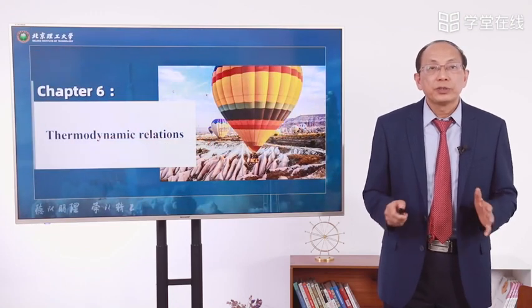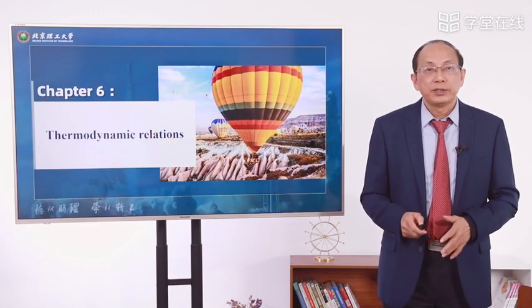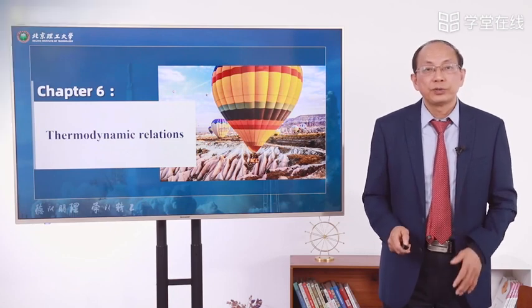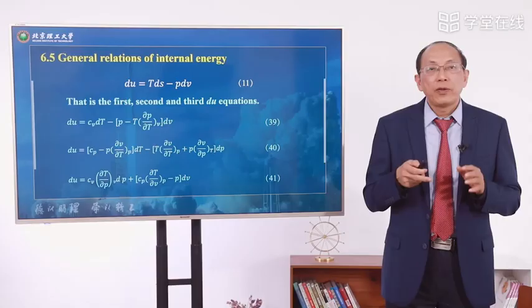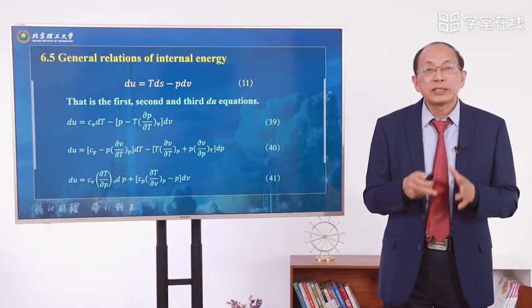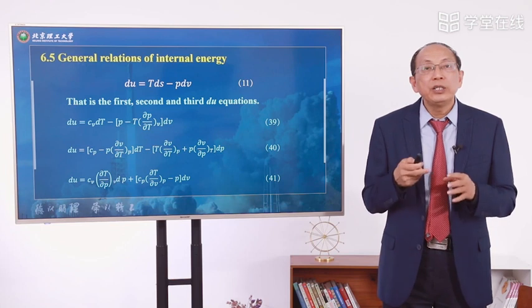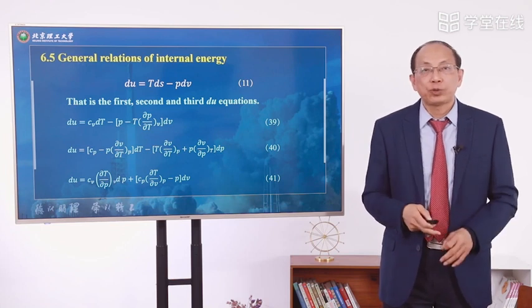We continue to study chapter 6, thermodynamic relations, section 5, general relations of internal energy. Last section we learned how to use PV, TP, or VP to express the entropy ds. This section we use the same way to express dU and dH.